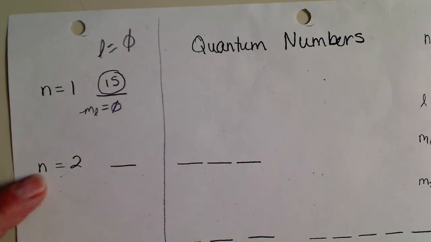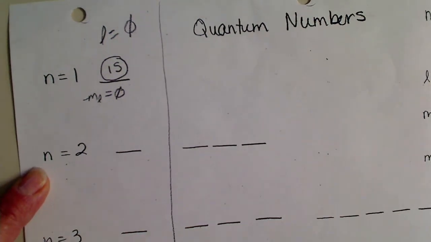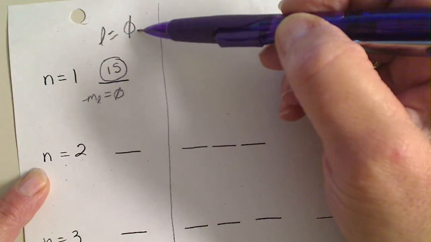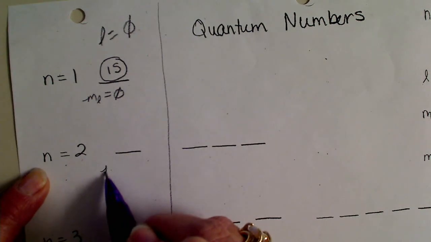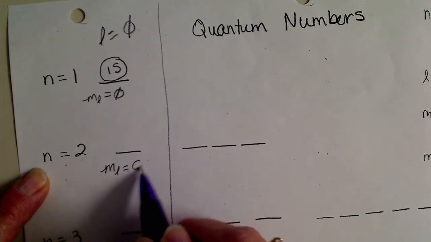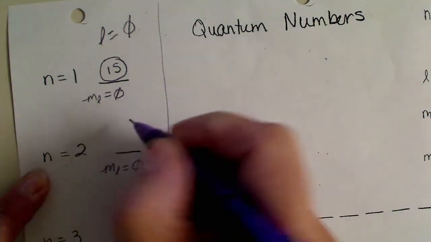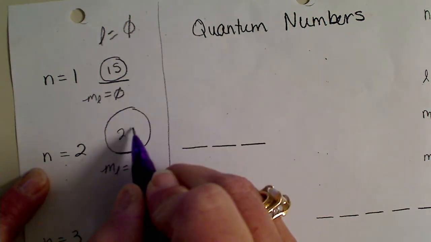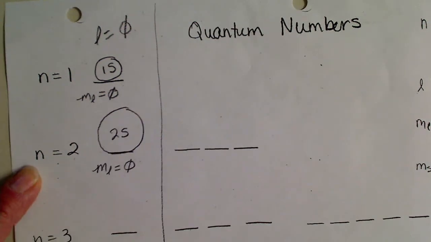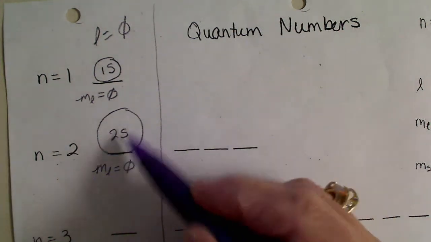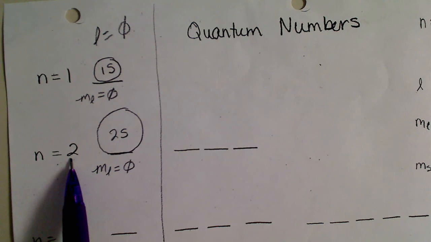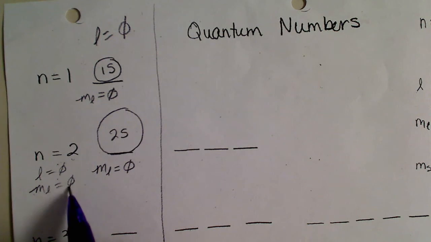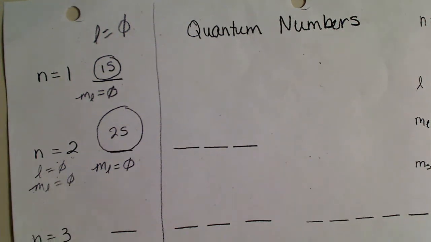If we go down to the second row of the periodic table, when n equals 2, we still have l equals 0, because we always start with 0. So that automatically means m sub l is still 0. So a 2s orbital is going to be larger in size. An electron in a 2s orbital could be described by n equals 2, l equals 0, and m sub l equals 0. That would describe where that electron is.